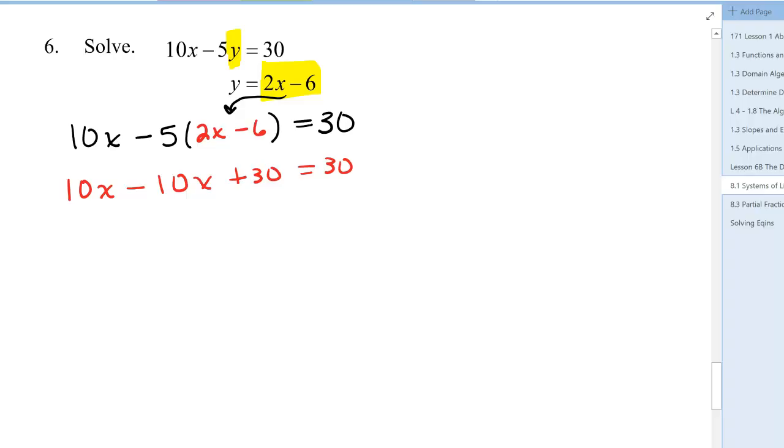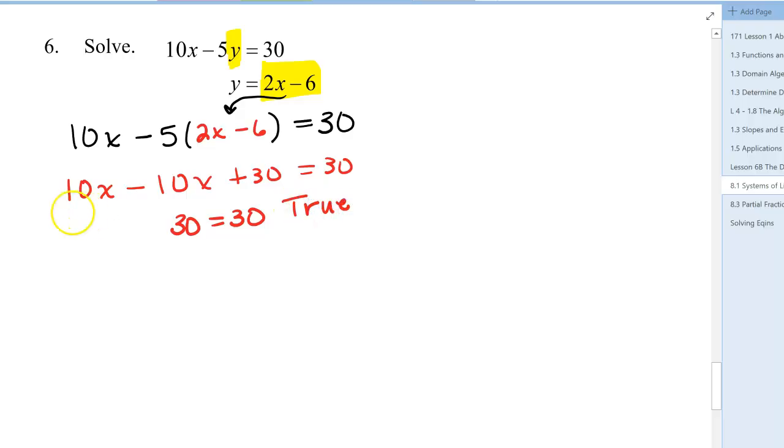And something very interesting happens next. 10x minus 10x leaves no x's. And so we're left with 30 equals 30. This has not happened in any of our examples before. What happened, though, is our variable actually canceled out, and we were left with a true statement.